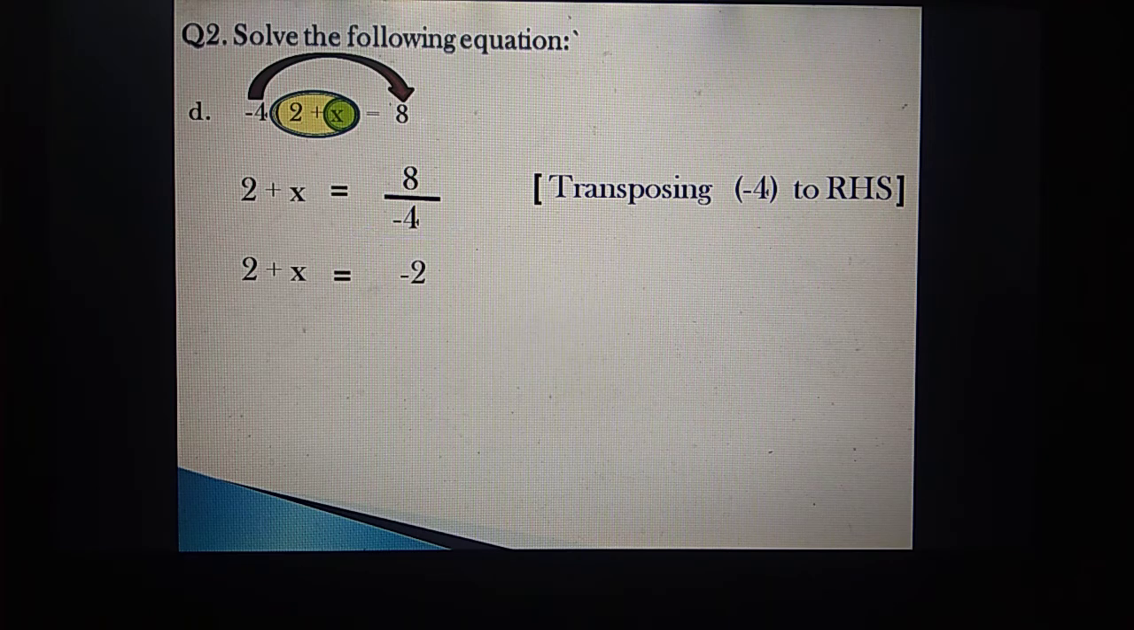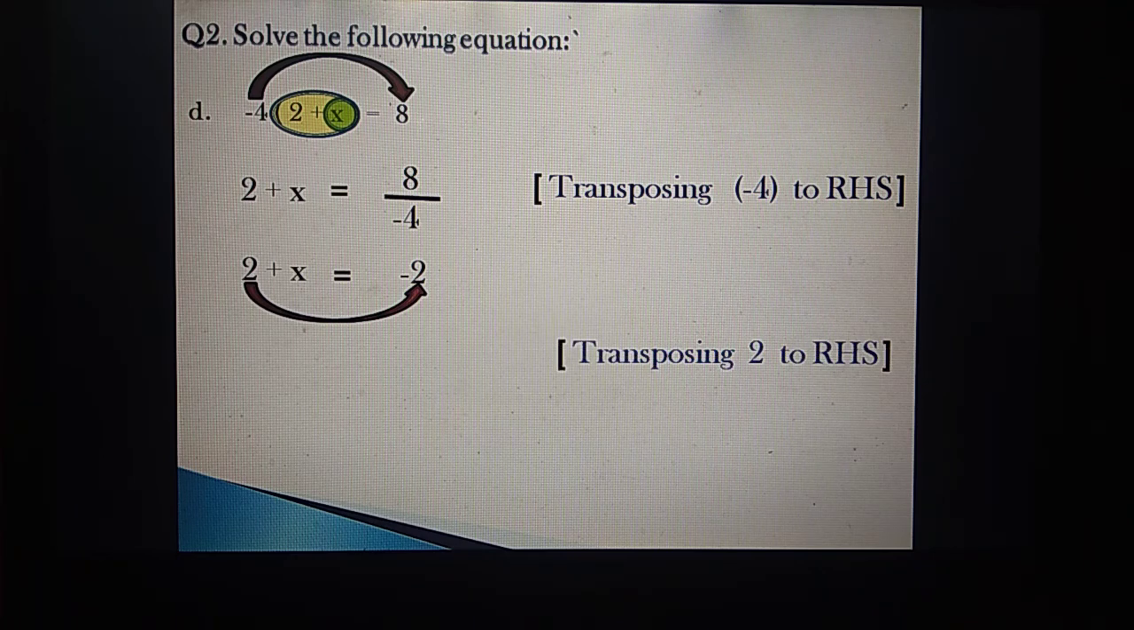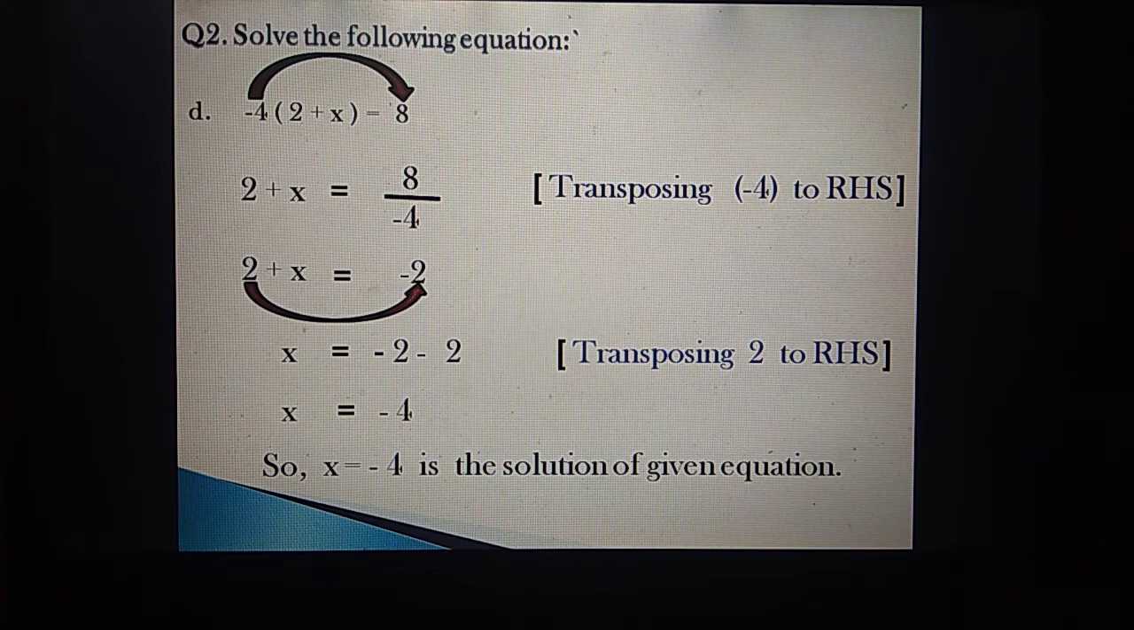the answer is minus 2. Now in the outermost circle, it's 2. So we will shift this 2 here, transposing 2 to RHS. Right now, before transposing, it's positive. After transposing, it will become negative, so you will get minus 2. Now on the right hand side, you can see the signs are the same, so we will add them and the answer will have the same sign. That is minus 4. Here only the variable is left inside the circle, so this will be your final answer.